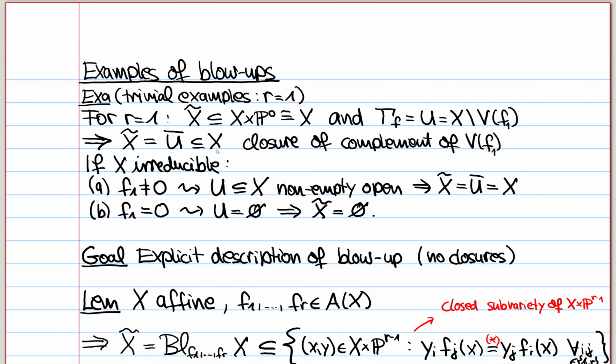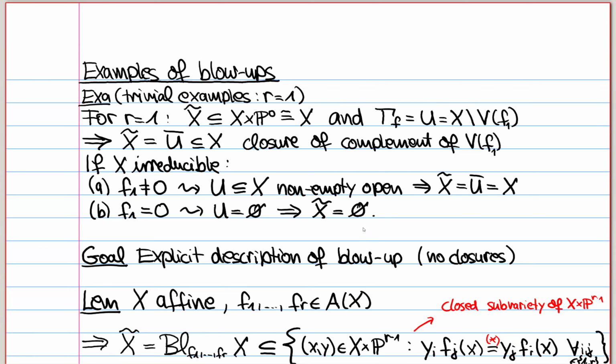And then, well, there's kind of just two possibilities. So let's say if X is irreducible, then if this function f_1 is non-zero, well, then this U is a non-empty open subset of X. And so its closure is everything. And so we get back X tilde equals X. On the other hand, if f_1 is 0, then U is the empty set, and taking a closure, you still get the empty set. So in this case, for r equals 1, really nothing interesting happens. We just either get the variety X back, or we get nothing, at least if X is irreducible.